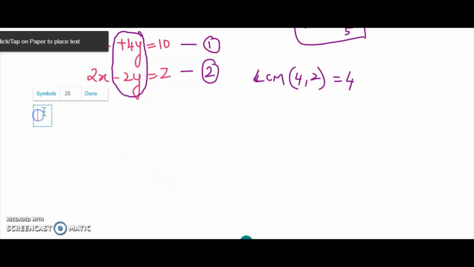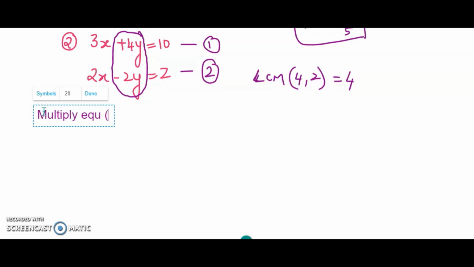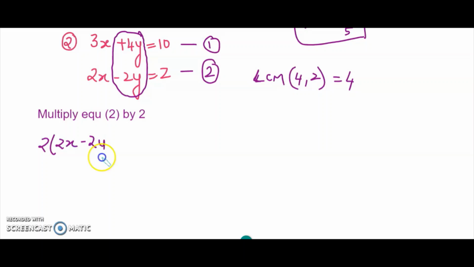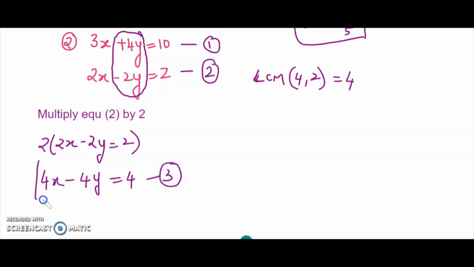Okay, so we'll say multiply equation 2 by 2, because 2 times 2 is 4x, 4y. Okay, so now we are going to write it down. 2 multiplied to my equation 2. So it will become 4x minus 4y equals 4. This is my third equation because it's a new one.